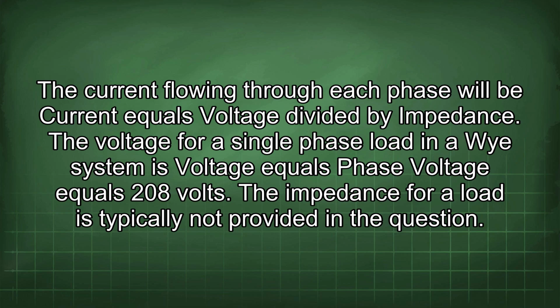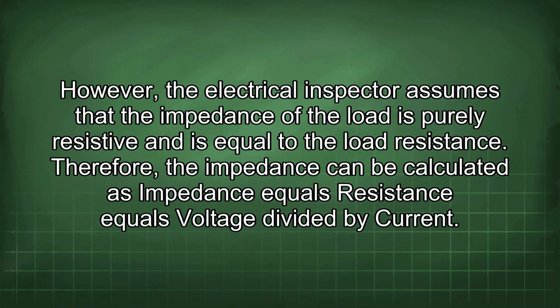The voltage for a single-phase load in a Y system is voltage equals phase voltage equals 208 volts. The impedance for a load is typically not provided in the question. However, the electrical inspector assumes that the impedance of the load is purely resistive and is equal to the load resistance. Therefore, the impedance can be calculated as impedance equals resistance equals voltage divided by current.